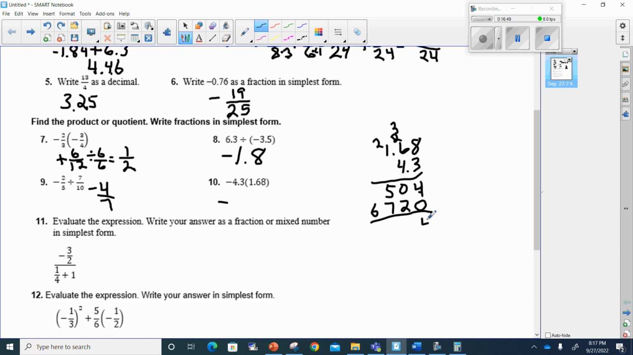Now I add everything up. 4, 2, 12, and 7. And remember, I have 1, 2, 3 decimal places. 1, 2, 3. My answer must be negative 7.224.